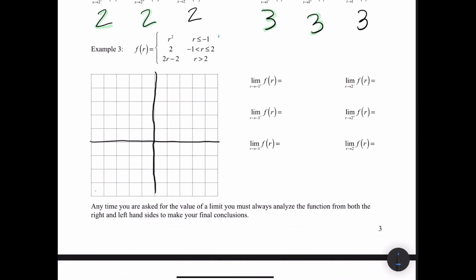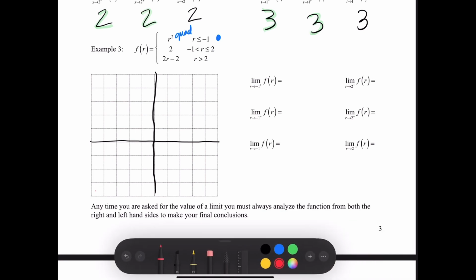Now, for the domain where r is less than or equal to -1, I'm going to have another quadratic, just a regular quadratic, no shifting up or down. Then I have a constant of 2, okay? And here, this is a linear function, right? This is just going to be a line with a slope of 2 and a y-intercept of -2.